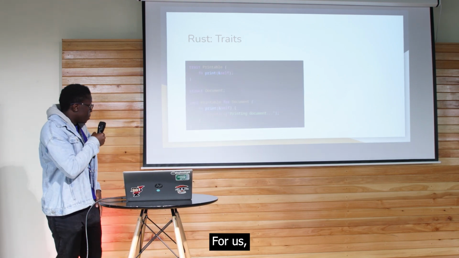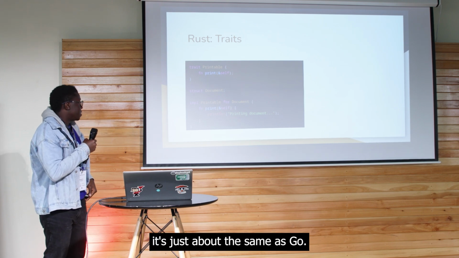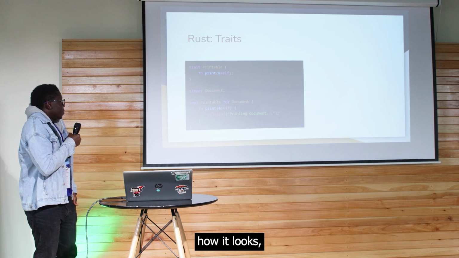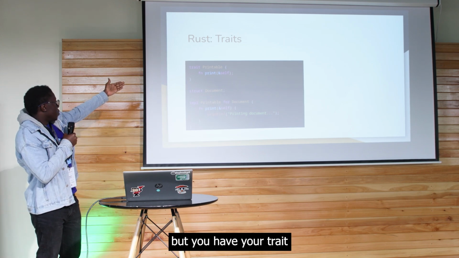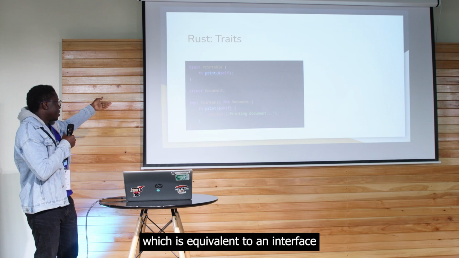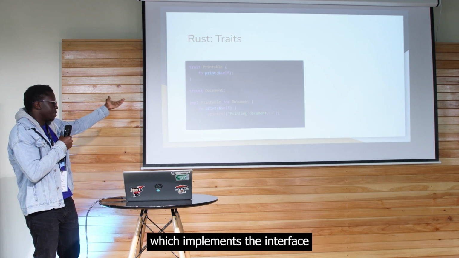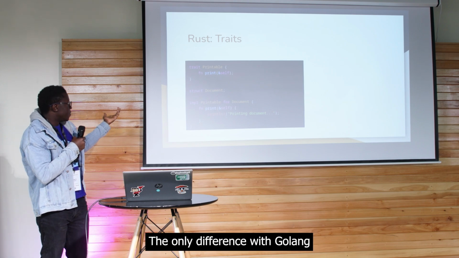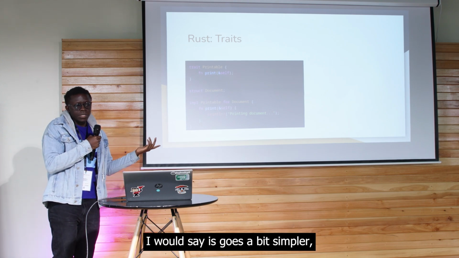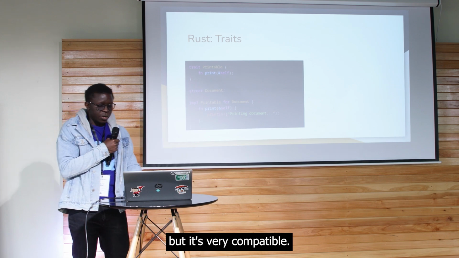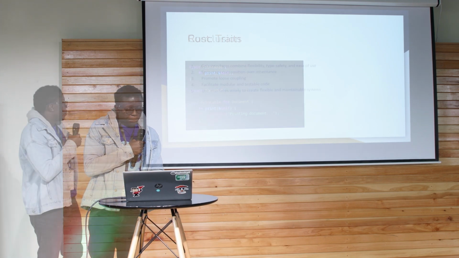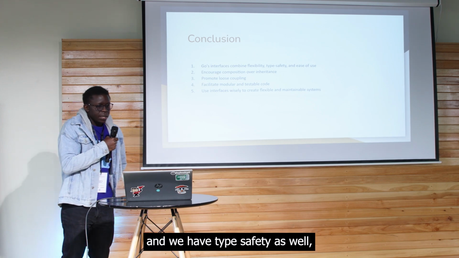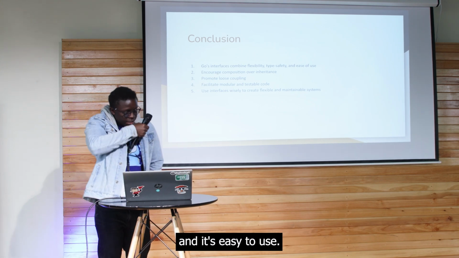For Rust, it's just about the same as Go. The only difference is how it looks. You have your trait, which is equivalent to an interface, and you have your struct, which implements the interface. The only difference with Golang, I would say, is Go is a bit simpler, but it's very comparable. For Go, we're able to combine flexibility with type safety, and it's easy to use.